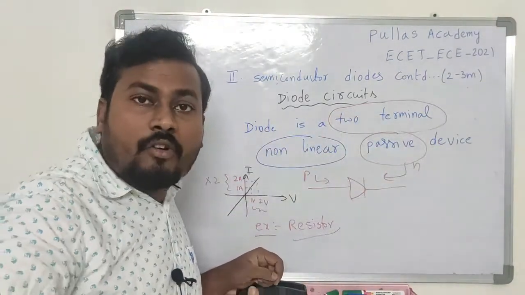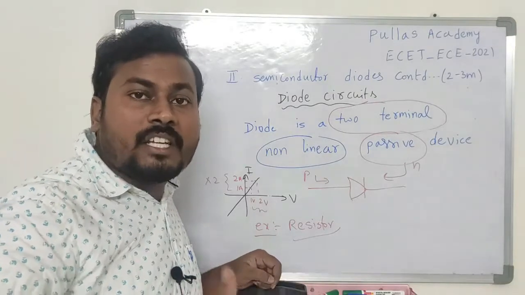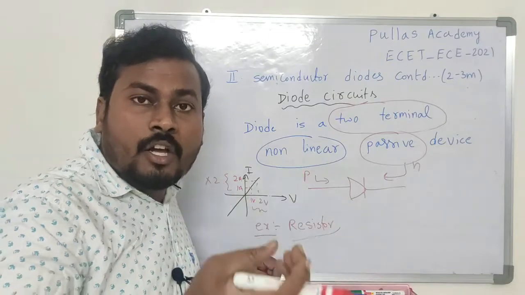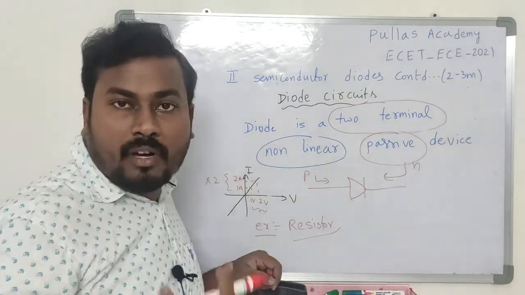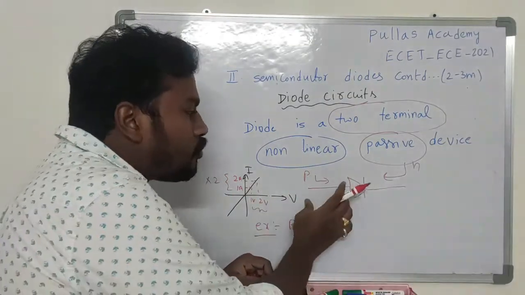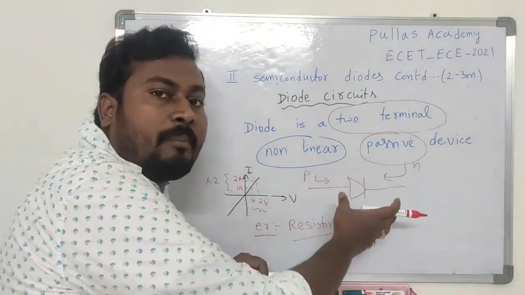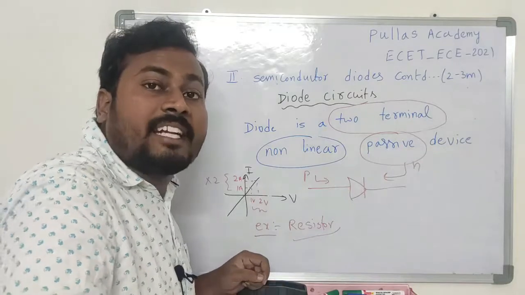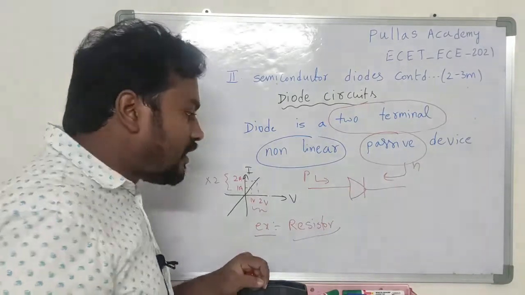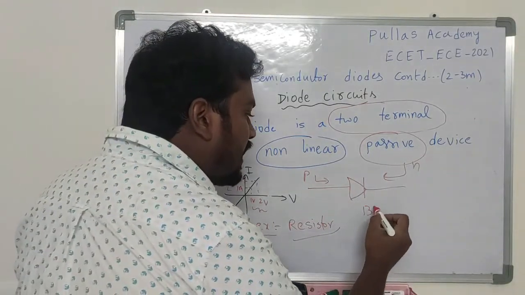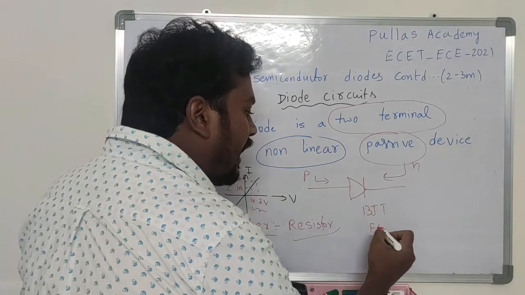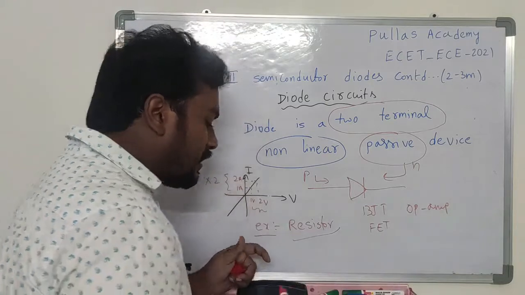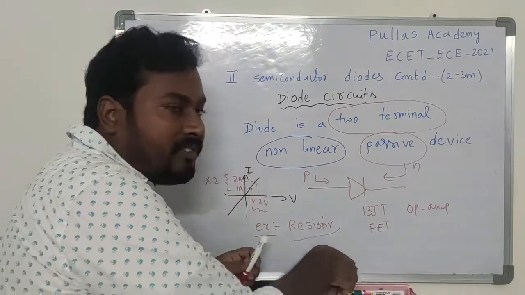Passive means the diode has no built-in source of power. What does it mean? With two terminals, you cannot apply a power supply to this diode. Then what are the active devices we have? Active devices are things like BJTs, FETs and op amps. So all these are active devices. How are we saying that these are active devices?